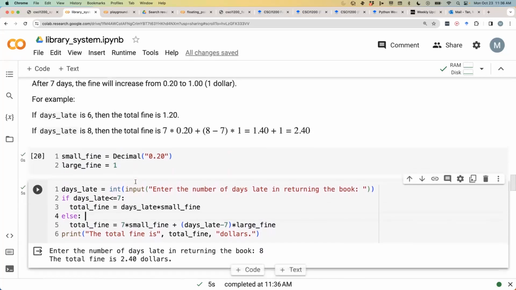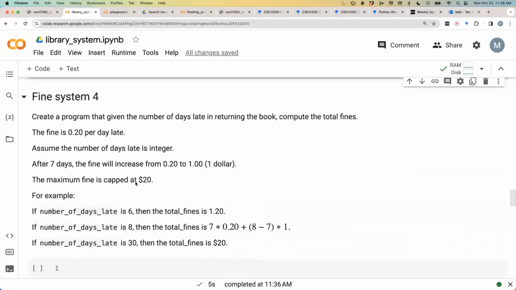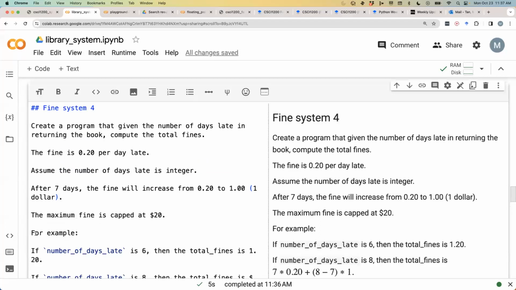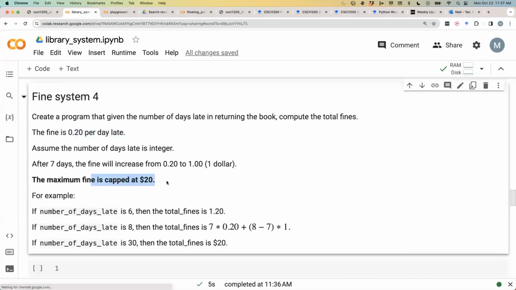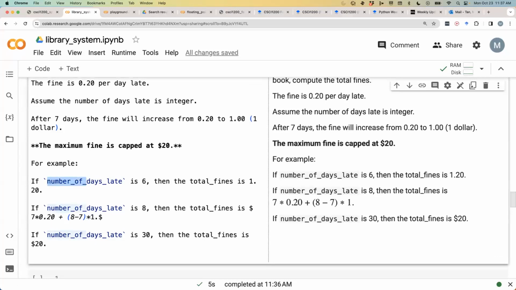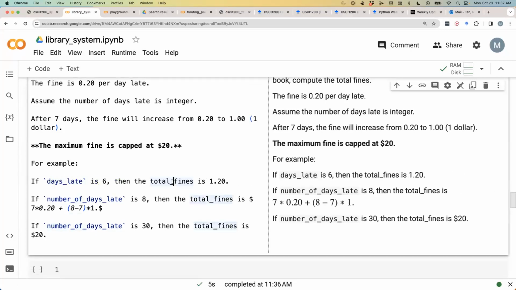All right, let's look at the final fine system, where it's the same as before. We incur 20 cents per day late for the first 7 days. After 7 days, the fine will increase from 20 cents to $1. And now we have one more requirement, that the maximum fine is kept at $20. We don't go beyond $20. So here's an example. If the days late is 6, so it's within 7 days, then the total fine will be 6 times 0.2, which is $1.20.